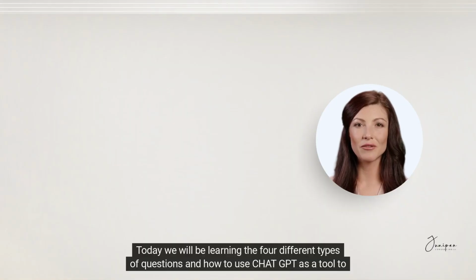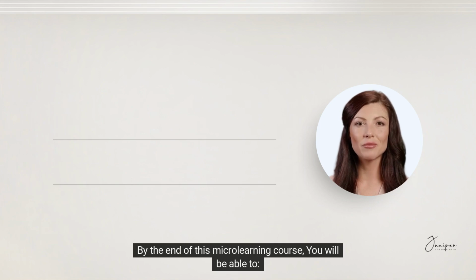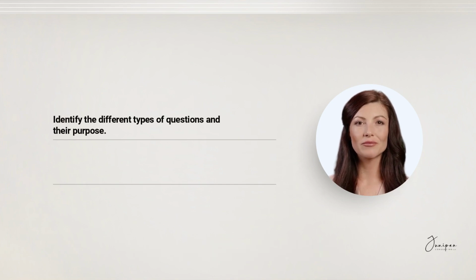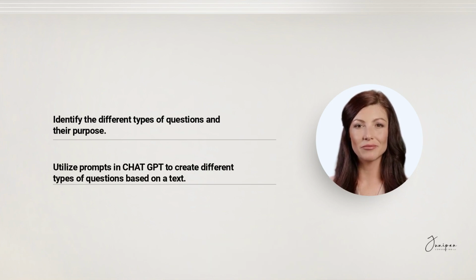These microlearning courses will also provide examples to help you master the skills. Today, we will be learning the 4 different types of questions and how to use CHAT GPT as a tool to write questions based on a text. By the end of this microlearning course, you will be able to identify the different types of questions and their purpose, and utilize prompts in CHAT GPT to create different types of questions based on a text.